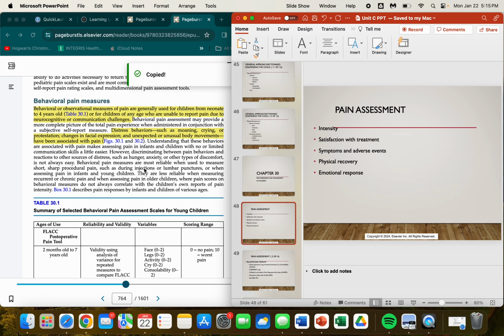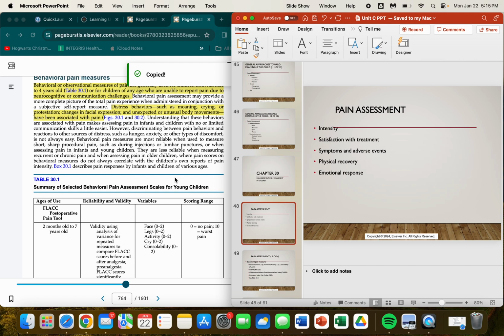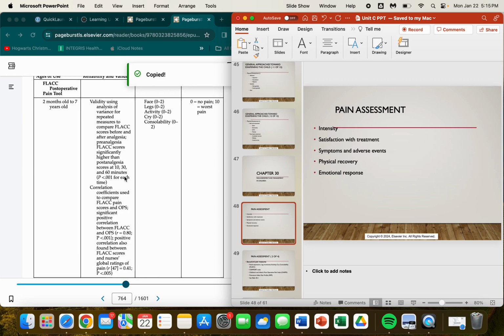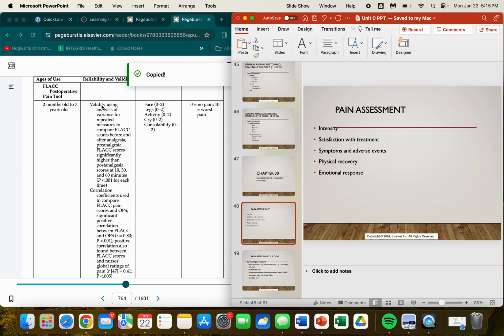We use behavioral or observational measures of pain, which are generally used for kids from neonate to 4, or those who are unable to verbally tell us their pain scale, right? Or maybe they have a neurocognitive or communication issue. Distress behaviors like moaning, crying, and changes in facial expressions have all been associated with pain in kids. This kind of tells you the uses of these pain scales and the appropriate ages.